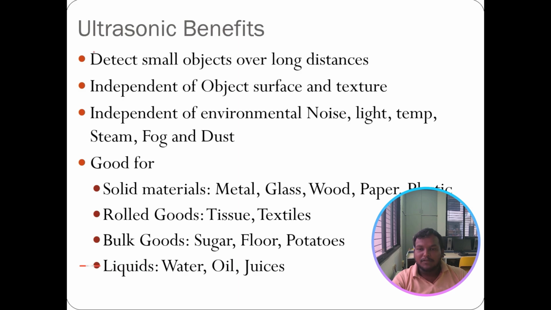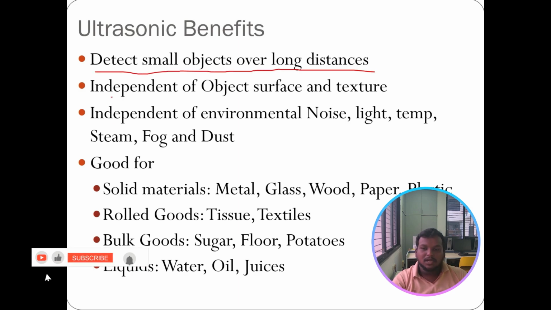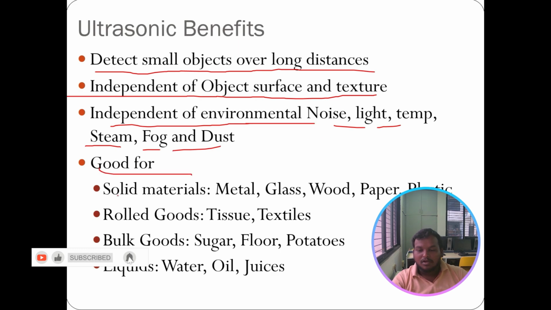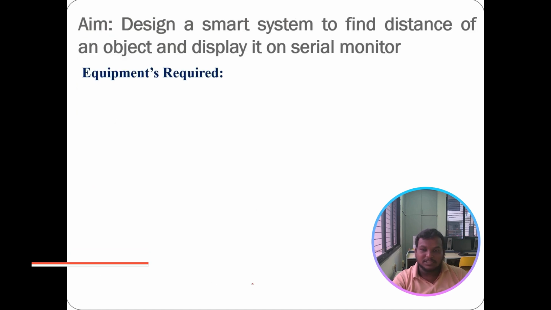So what are the benefits of the ultrasonic sensor? It can detect small objects over a long distance, independent of object surface and texture, and independent of environmental noise, light, temperature, steam, fog and dust. It is good for solid materials like glass, wood, paper, plastic; roller goods like tinsel and textiles; bulk goods like sugar, flour, potatoes; and liquids like water, soil, juices.